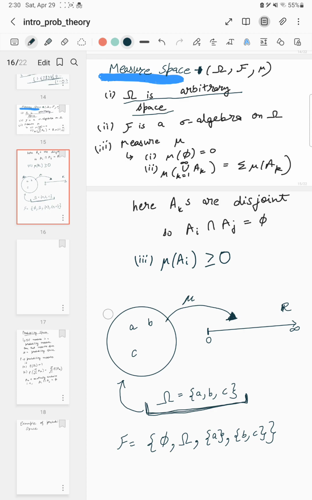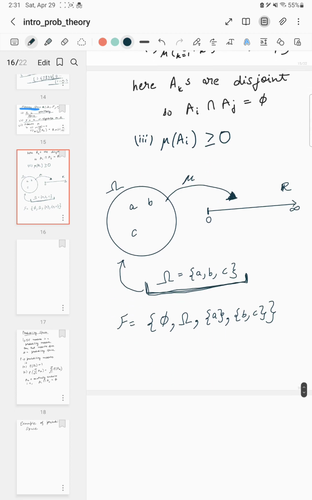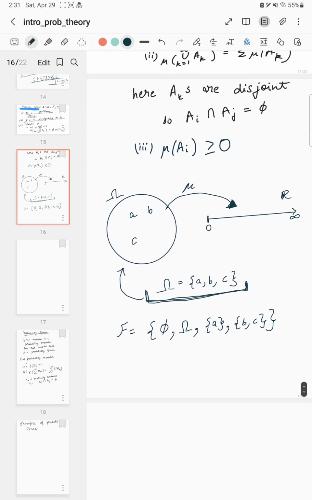Okay, so now let's consider a sigma algebra F, which is a sigma algebra on omega. Now in the previous video we had seen what a sigma algebra is. We had defined a sigma algebra. So a sigma algebra is a set of subsets of omega such that it is non-empty, the first condition. The second condition is that it should be closed under complement, and the third condition is that it should be closed under countable union.